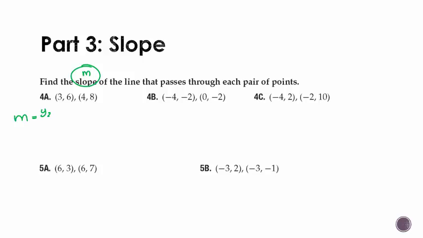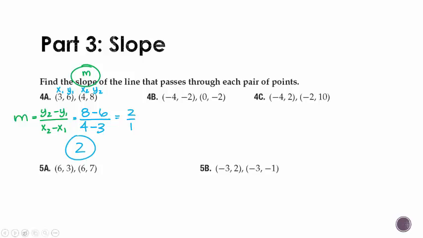But m equals y2 minus y1 over x2 minus x1. y2 and y1 stand for your y coordinates. And now it doesn't matter which one you call y2 and y1. I just always call whatever point they give me first, the first one. So this will be y1, this will be x2, and this will be y2. So if I take my second y value, which is 8, and subtract my first y value, which is 6, that's what I get on the top. And then on the bottom, I have 4 minus 3. So I end up with 2 over 1, which is just 2.